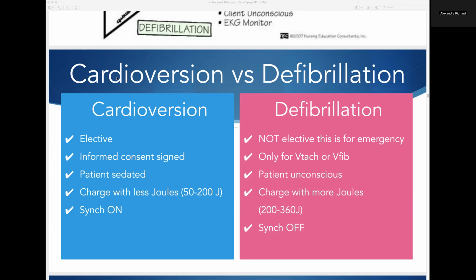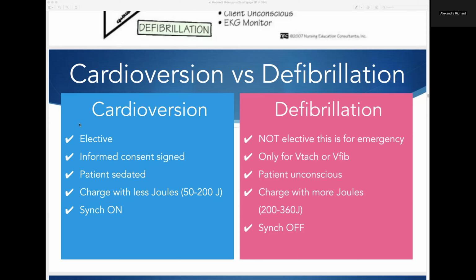Very good. But is it just VTach or is it a specific type of VTach? Which, yes, pulseless VTach. Very good. VTach without a pulse. Pulseless VTach and VFib, you defib. Okay.